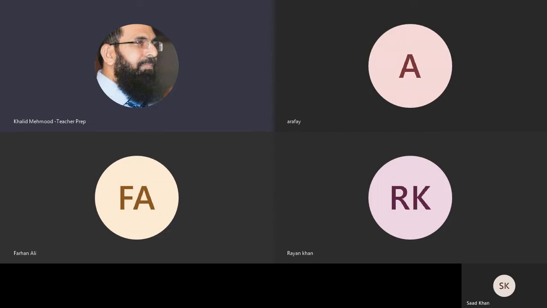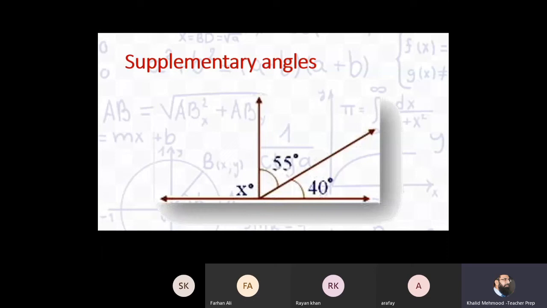Now another problem is waiting for you. What about this one? Sir, we will subtract 55 and 40 from 180. Sir, x is equal to 90. No, not 90. Sir, x is equal to 95. Yes, 95. This is x. Saad, you are right. Great job.